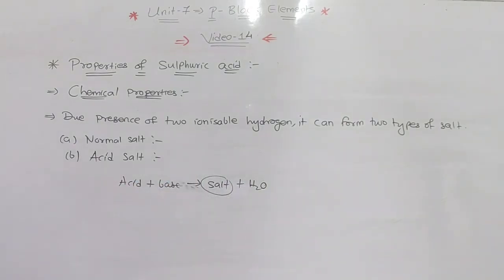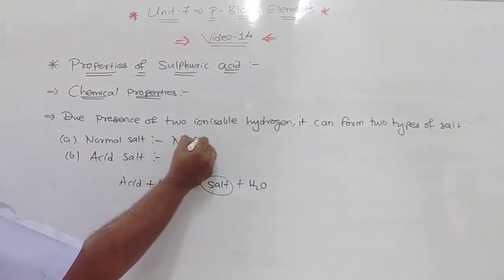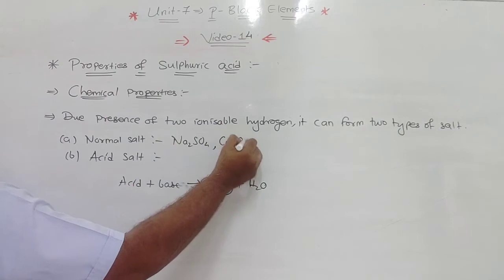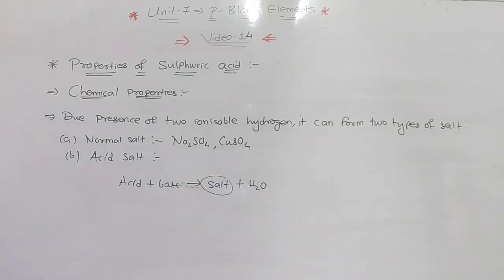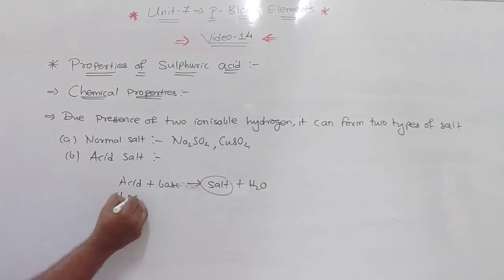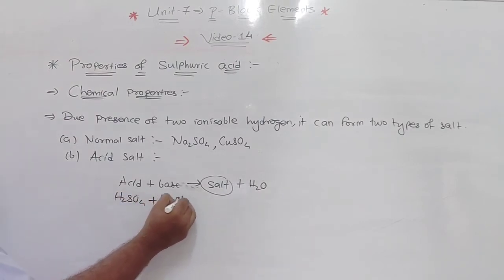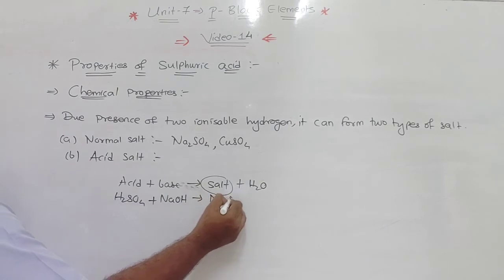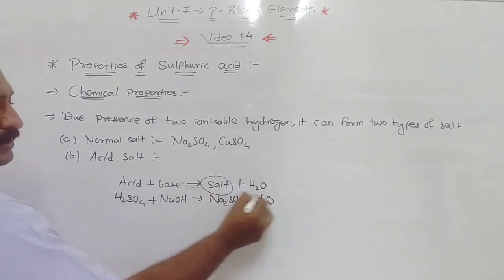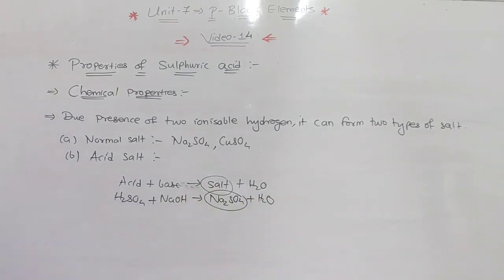So when it forms normal salt, it will give you what? Na2SO4, CuSO4. These are the normal salts when it forms with a base. Understood? Suppose if I use here acid H2SO4 and base NaOH, what I will get? Then I will get Na2SO4 plus H2O. This is the normal salt that is formed.